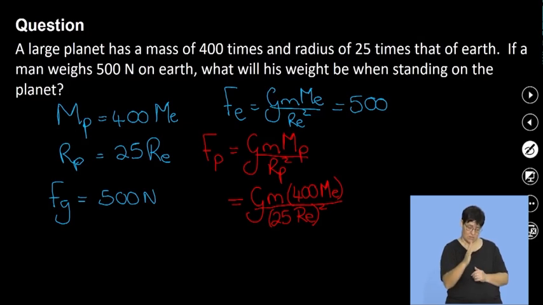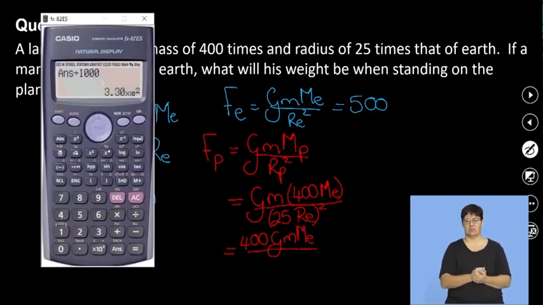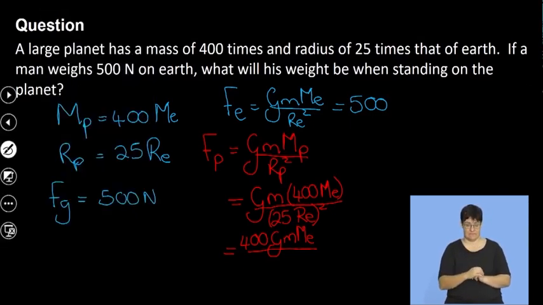We're now going to rearrange it so that I have all the constants together. In other words, 400 times G times M times ME, over 25 squared. I can't do 25 squared in my head, so let's just quickly do that. 25 squared. Okay, let's take it out of the scientific notation to make it a bit easier. 625. So that's 625 times RE squared.